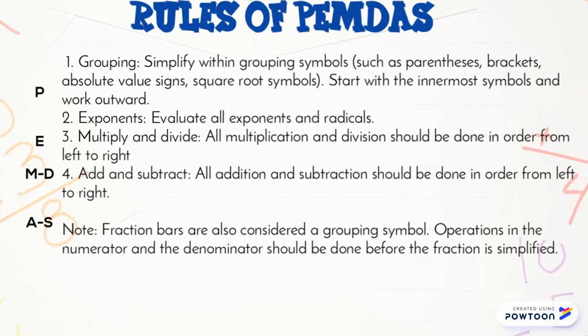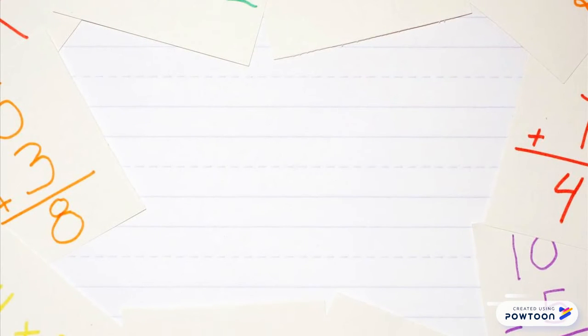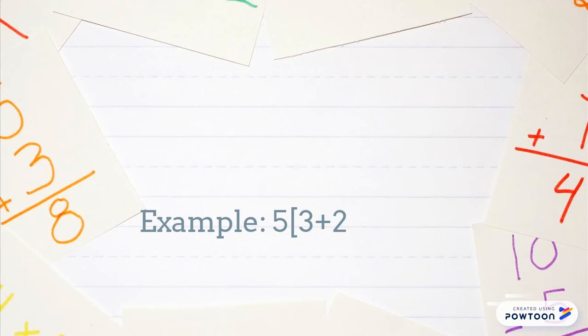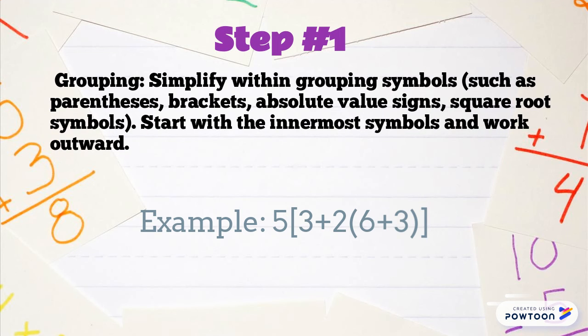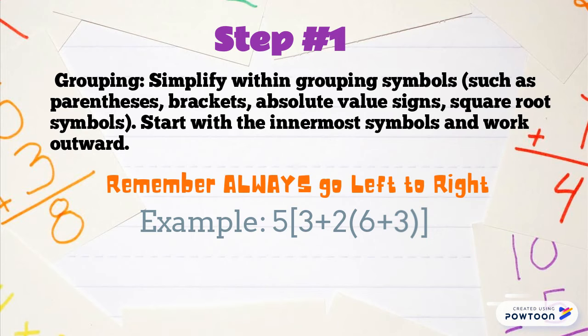Lastly, add and subtract. Let's start with the example 5 times (3 plus 2) times (6 plus 3). Remember, our first step is grouping, so simplify within the grouping symbols and start from the innermost symbol and work your way outwards. Remember to always work your way from left to right. In this example, it becomes 5 times (3 plus 2 times 9).